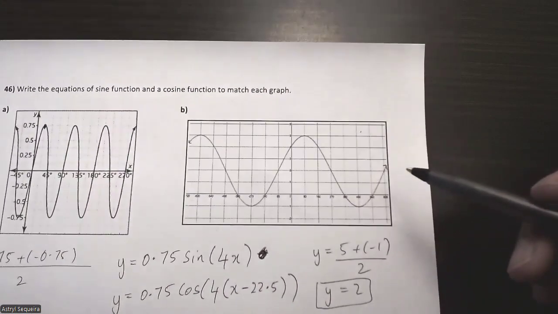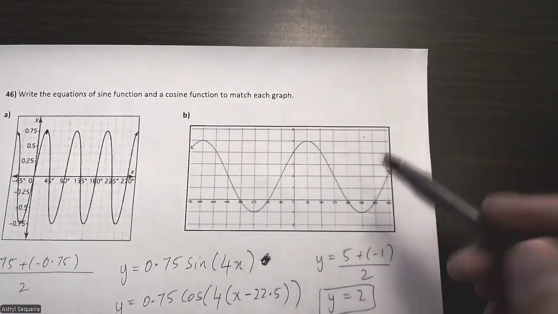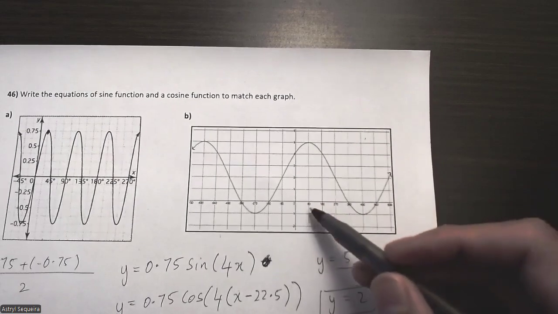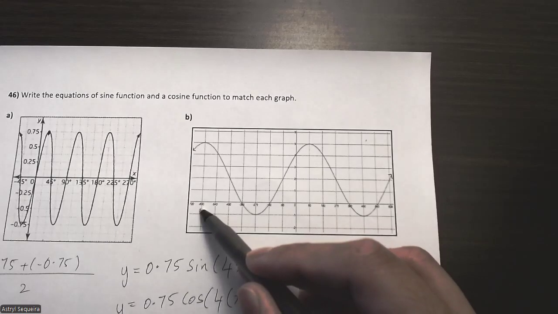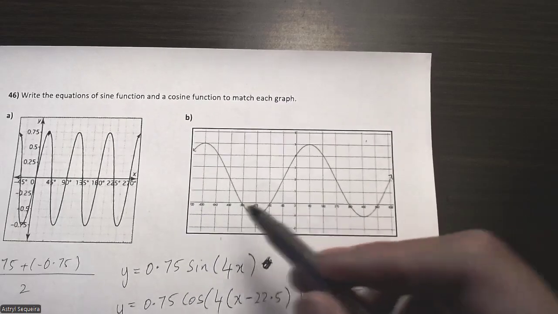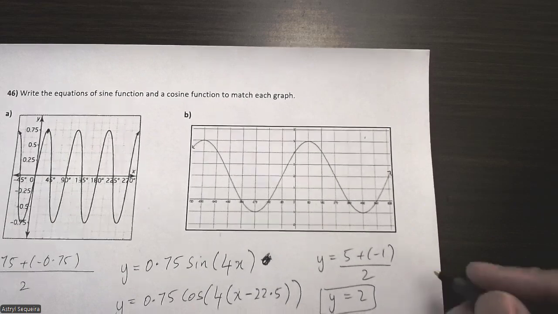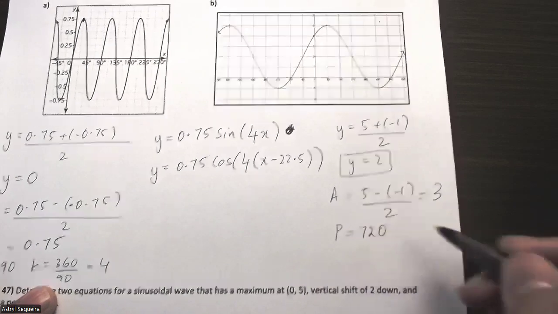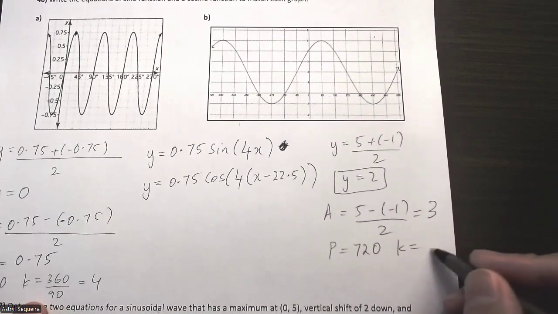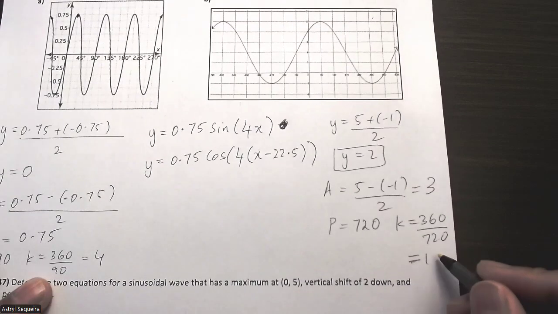To find the period of this function, I'll go from one max to the next max because they're easy to read. This one here is 90. Now it's hard to tell on the camera, this one here is -630. So the distance from 90 to -630 is 90 minus -630, which is 720. So my period for this graph, I did max to max, is 720. K is just 360 divided by 720, which is 1 over 2.